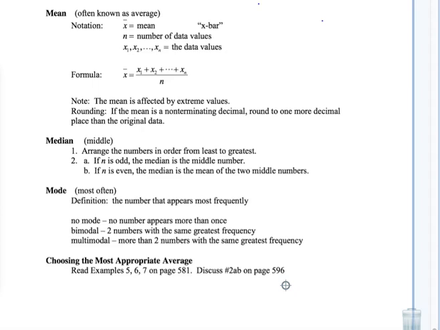But I do suggest that you read through examples 5, 6, and 7 on page 581. And look at 2A and B on 576, and there's going to be a discussion there as you look through that, and that's going to help you choose the most appropriate average. There are times that we use the mean because it's the most appropriate. There are times that we use the median because it's the most appropriate. There are times that we use the mode because it's the most appropriate. That's something that I want you to look at on your own because I think it's very easy for you to understand.